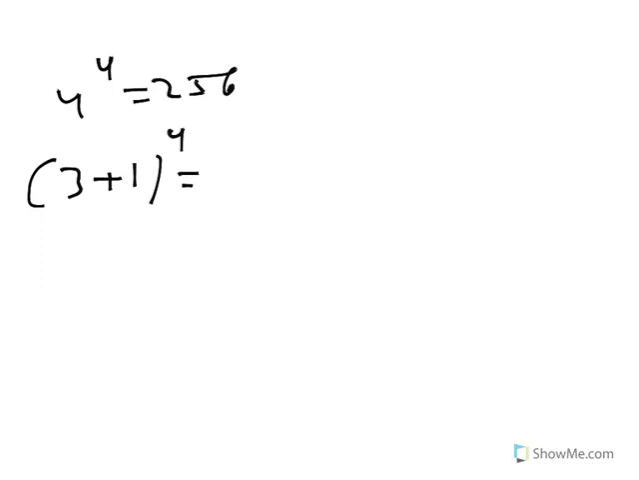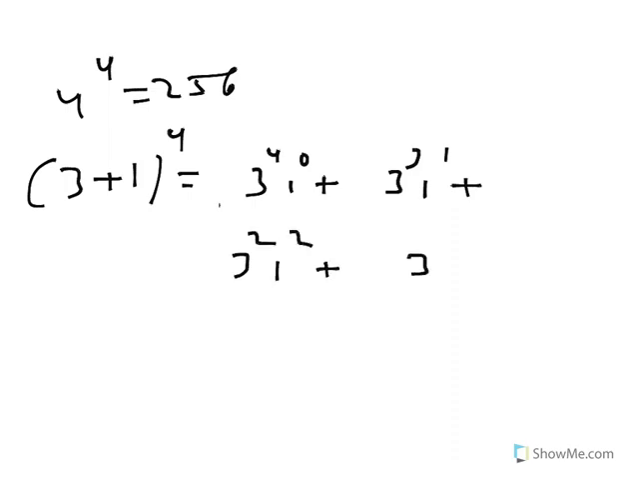I want to know 4 to the 4th power. Well, we know it's 256: 4 times 4 times 4 times 4. But an alternate way to do it would be to rewrite 4 as 3 plus 1, and then do the binomial expansion on that. It's going to be 3 to the 4th, 1 to the 0. There's going to be some number out here. We'll leave that for later. 3 to the 3rd, 1 to the 1st. 3 squared, 1 squared. 3 to the 1st, 1 to the 3rd. And then 3 to the 0, 1 to the 4th.